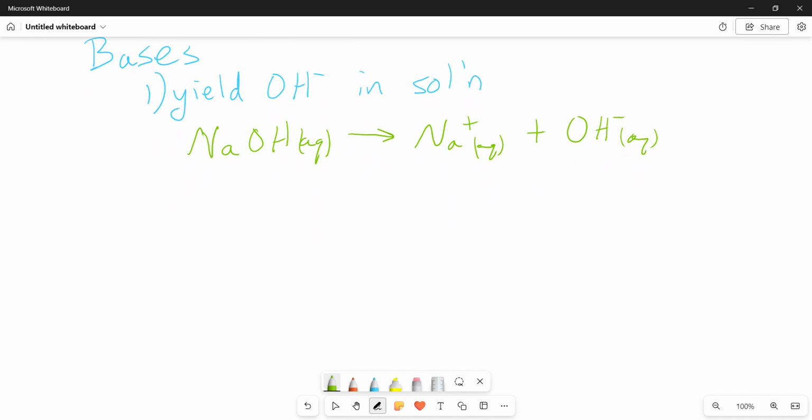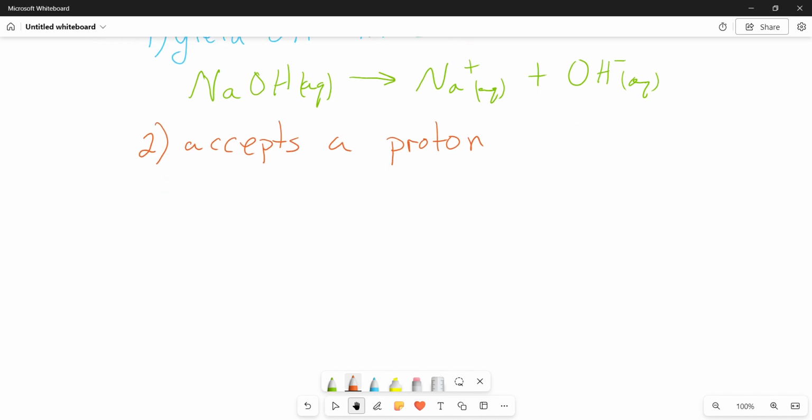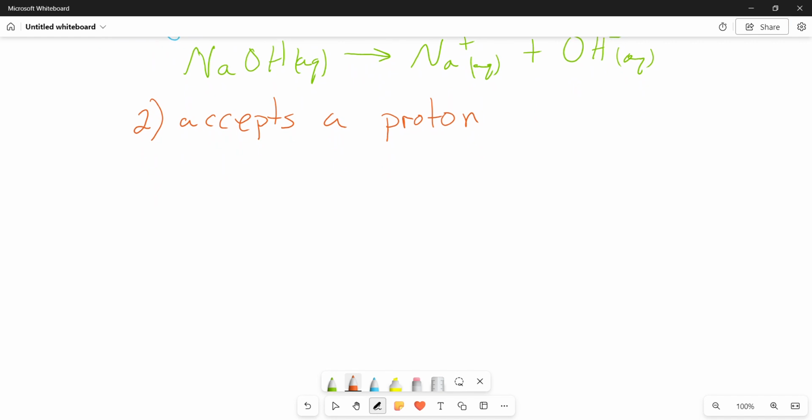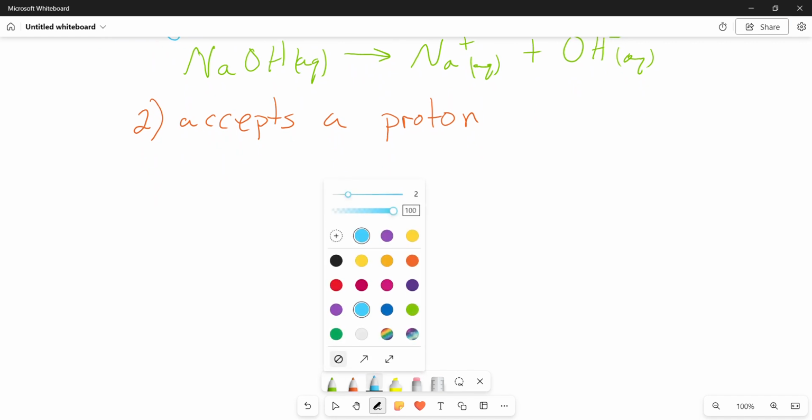Slightly more complicated definition of a base is that it accepts a proton. Okay? So an acid is a proton donor, therefore we need something to accept that proton. So that is our base. Let's look at an equation showing that.